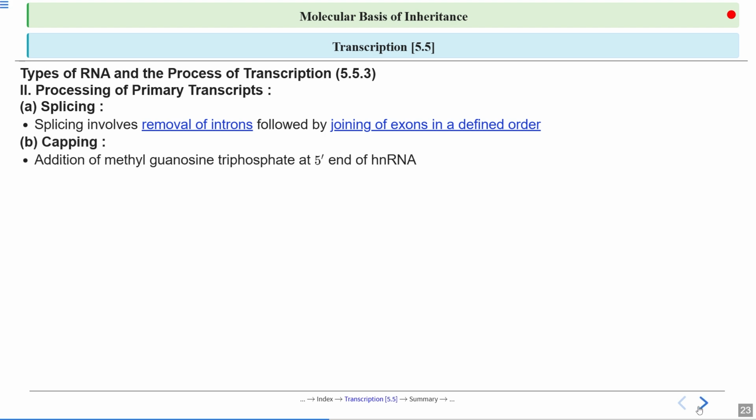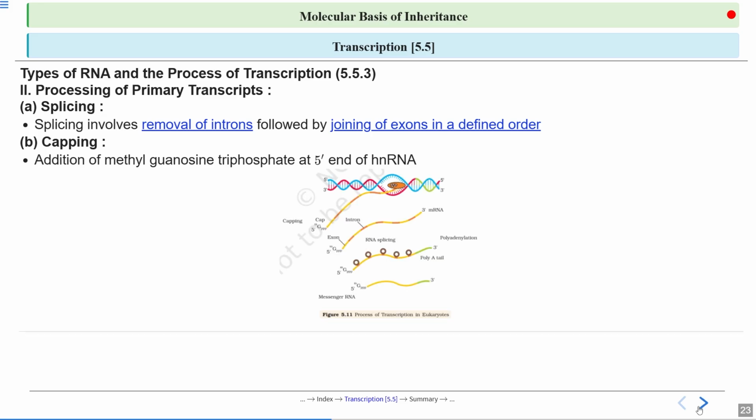Second step is capping. What is hnRNA? We know that this is the precursor of mRNA only. Addition of methyl guanine triphosphate will occur at the 5' end. So here you can see, first of all, this is hnRNA. This is the precursor of mRNA, and first capping happened here. At the 5' end of this RNA, methyl guanine triphosphate got attached. You can see this GPP got attached. Let's see next.